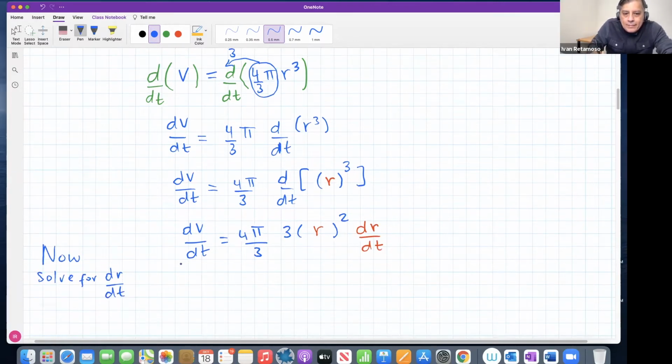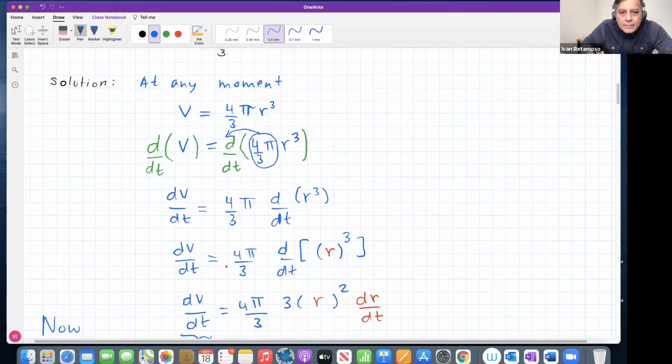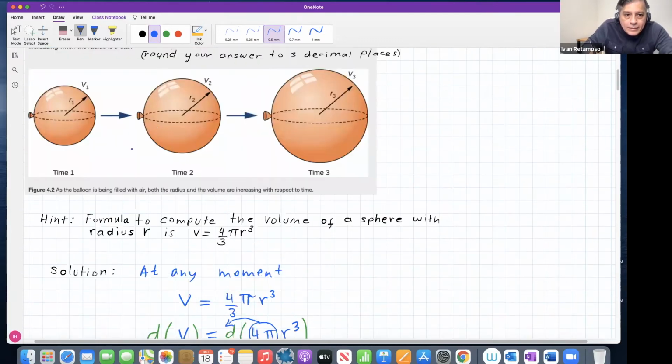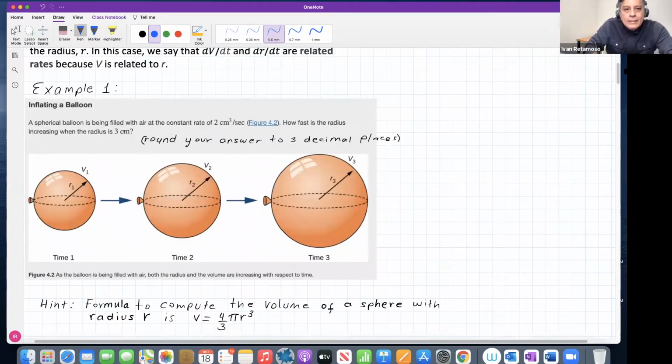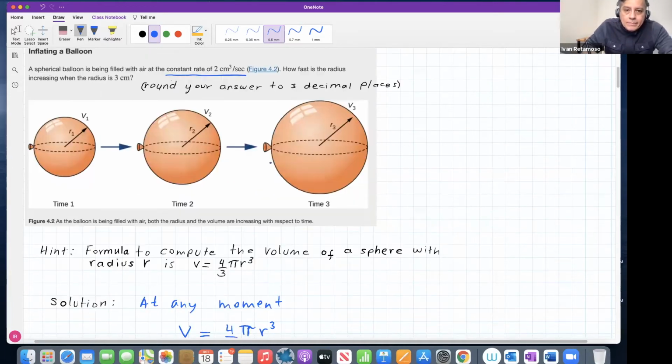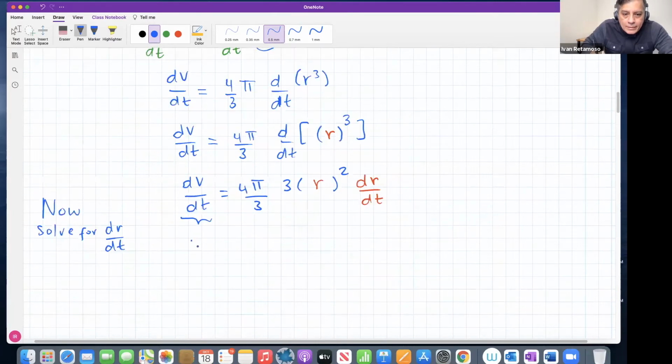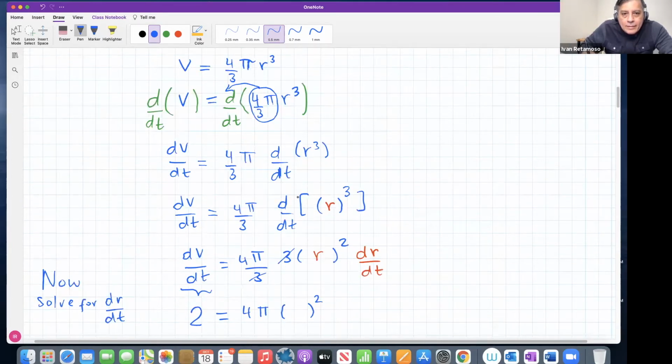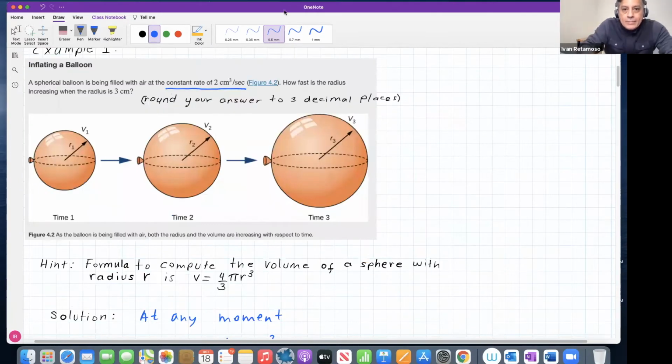Look, dV/dt is the rate of change of the volume with respect to time. That I think is given. They are saying that the balloon is being filled with air at a constant rate of 2 cubic centimeters per second. So you pick it up from there: 2 cubic centimeters per second, 2 here. It's a constant rate of change. 4 pi, notice 3 and 3 cancel. r squared. What is r? They say r is going to be equal to 3.